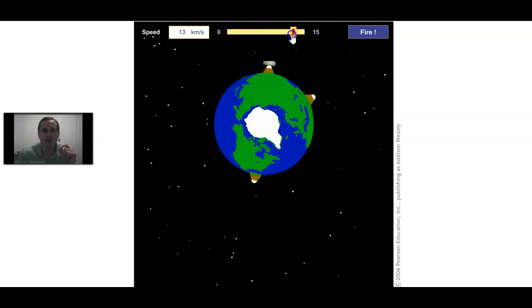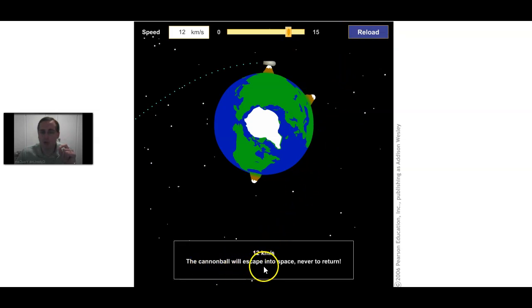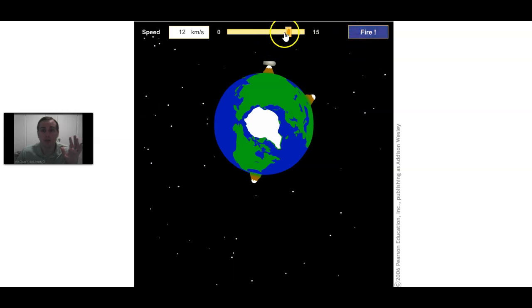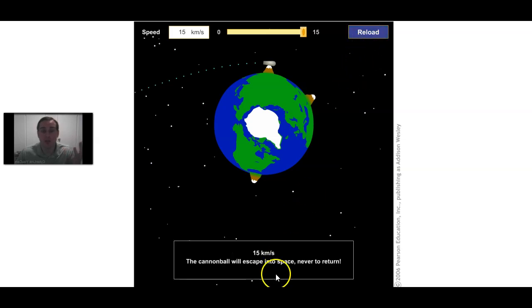So let's go on up to 12 kilometers per second. If we fire that fast, notice that the cannonball will escape to space, never to return. And then, of course, anything larger than that, say 15 kilometers per second, certainly the cannonball also never comes back. Okay, so now I think we understand circular orbits, elliptical orbits a little more, and escape velocity.